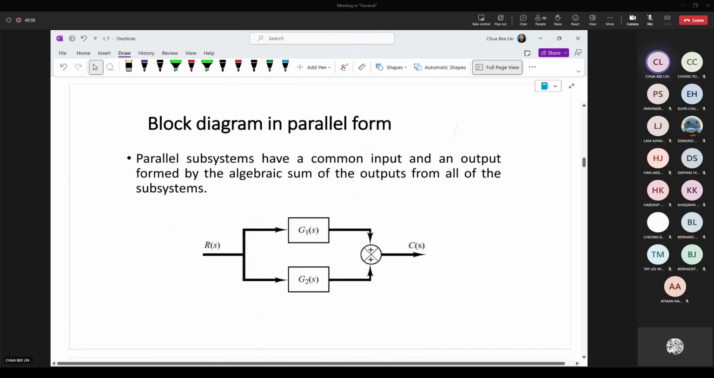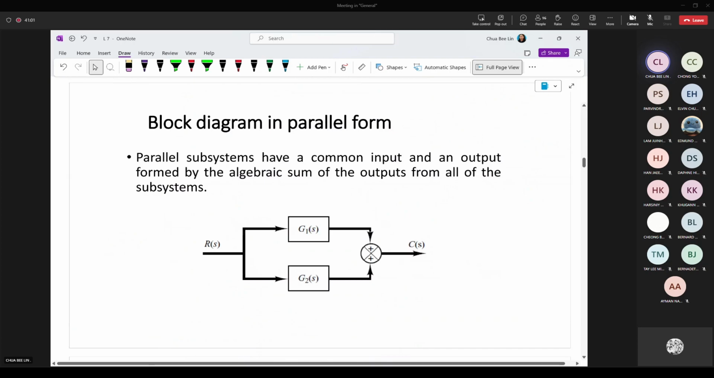How about parallel? If it is parallel, it is just like your maths, you plus them together. So from here, you'll have G1 plus G2. So here, if you simplify, it will be G1 plus G2. Okay, a parallel subsystem has a common input and an output formed by the algebraic sum, means you just have to sum the outputs from all the subsystems.